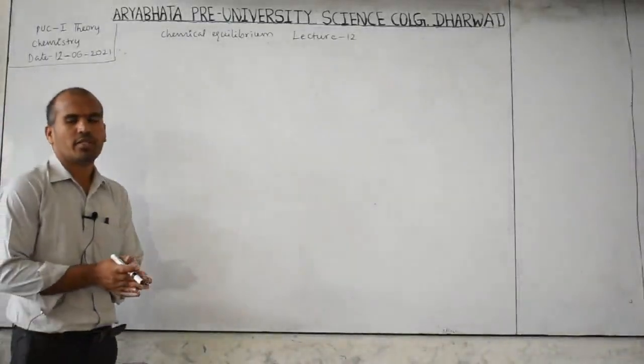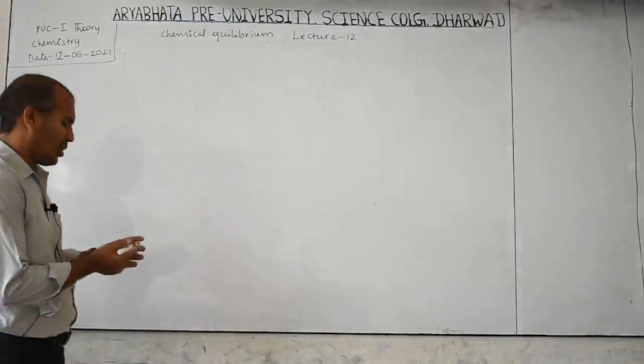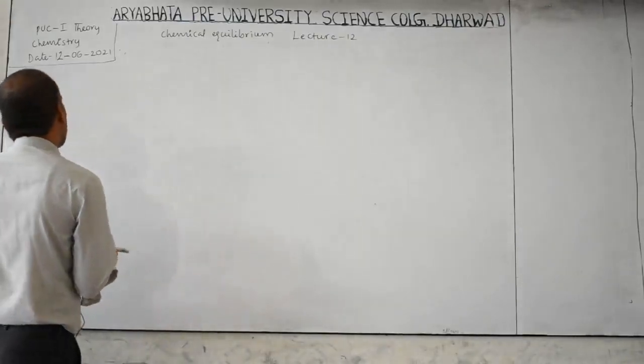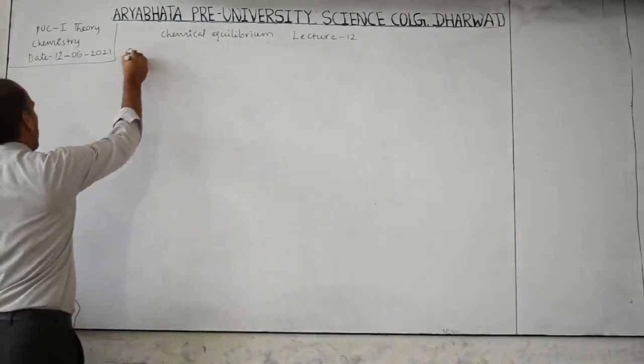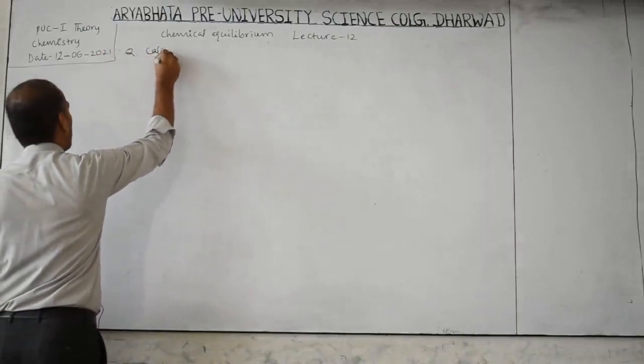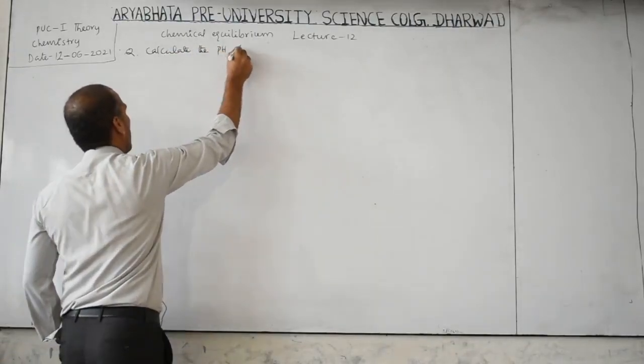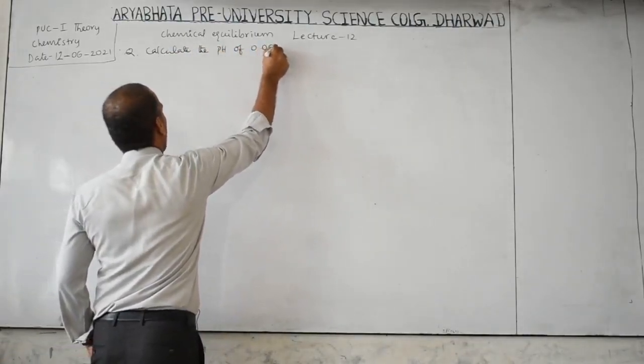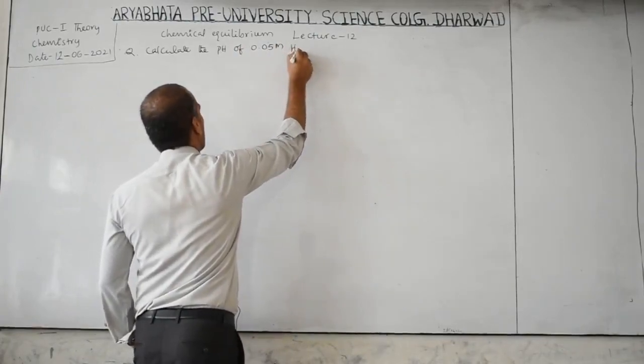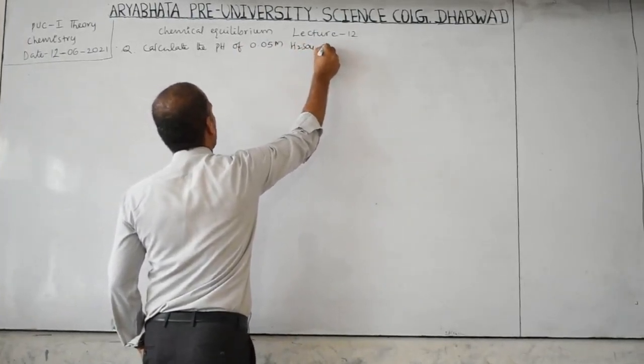In the previous class I discussed the pH calculation. Now, a continuation part. The question is: calculate the pH of 0.05 M H2SO4 solution.